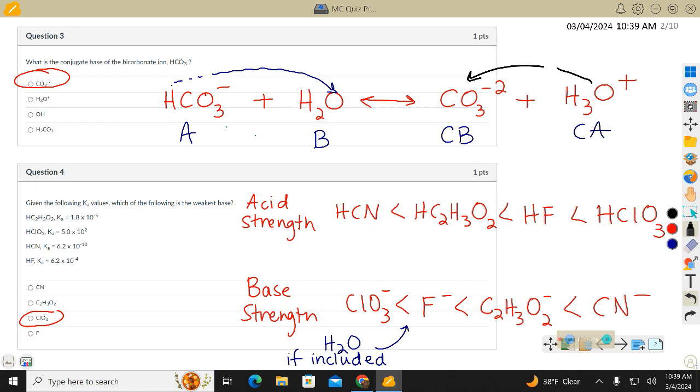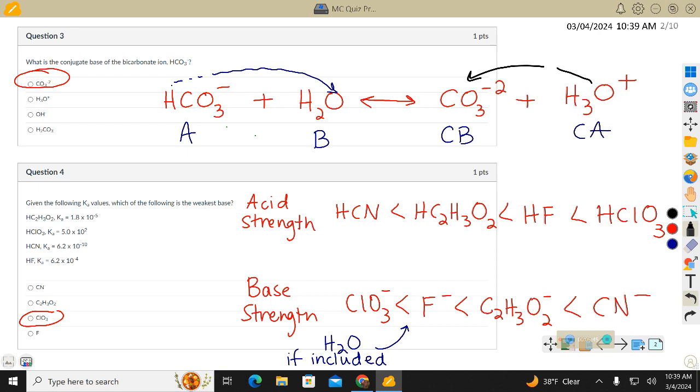Number 4 wants me to rank the following bases. Which of the following is the weakest? Well, they've given me acids. They've given me a bunch of acids that have Ka values. They also start with hydrogen, so I probably would have guessed that they were acids.